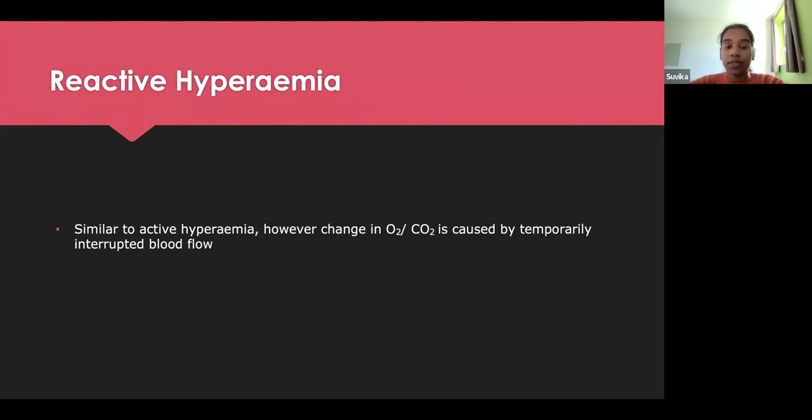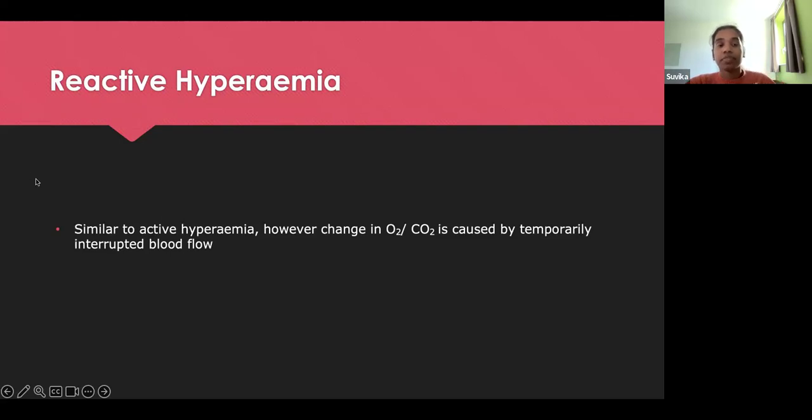Now, reactive hyperemia is when you've got a change in your oxygen and carbon dioxide levels, which is caused by the temporarily interrupted blood flow. So it's not metabolic changes causing changes in blood flow, it's the other way around. It's the changes in blood flow that is impacting the amount of O2 and CO2 in the system. Okay, so that is reactive hyperemia. The blood flow is changing as a result of whatever happened from the interrupted blood flow.